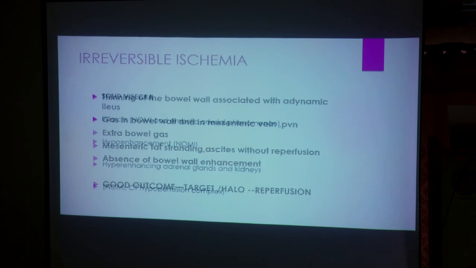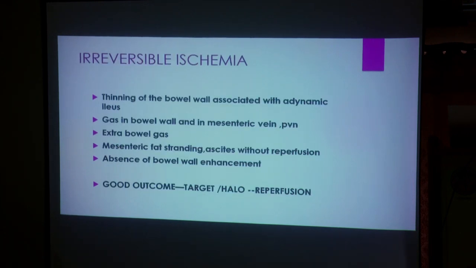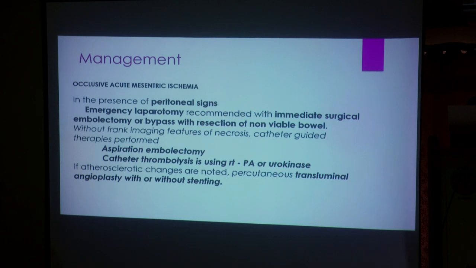Associated solid viscera changes will be there. These are the irreversible signs for ischemia: thinning, as I mentioned already, and poor enhancement, extra-bowel gas, that is pneumoperitoneum, and other things. Absent bowel wall enhancement, all those things are diagnostic of irreversible ischemia. Management: of course, when peritoneal signs are there, surgery is indicated.